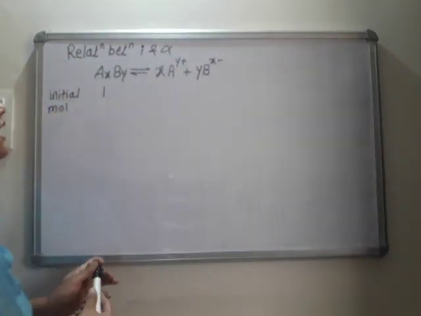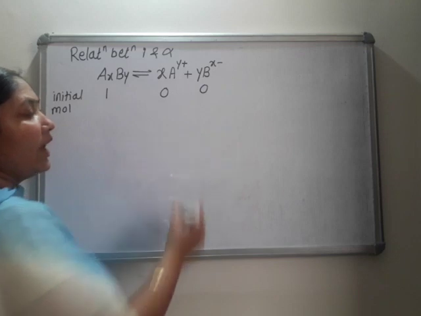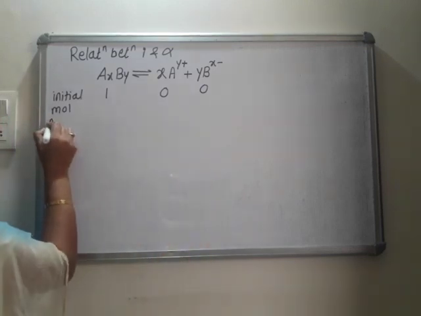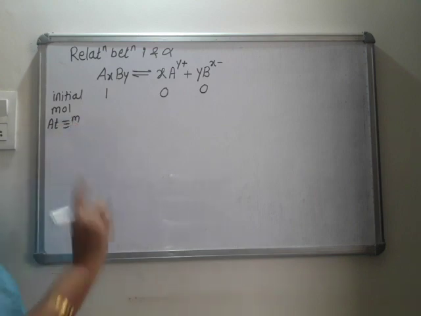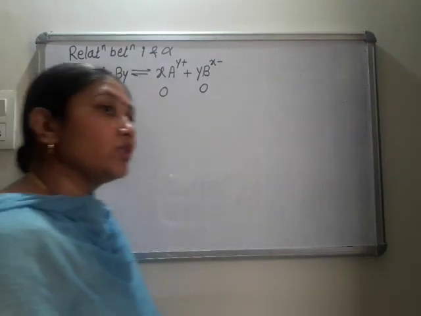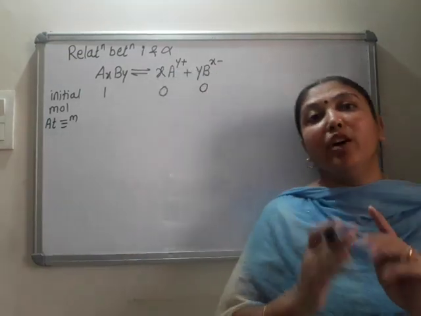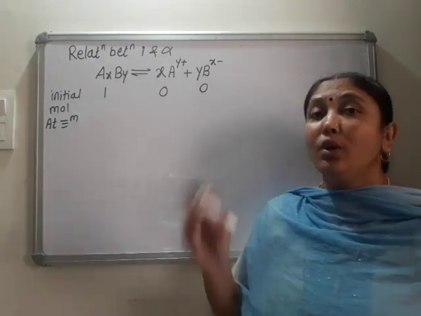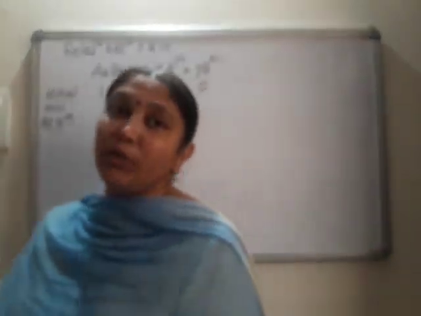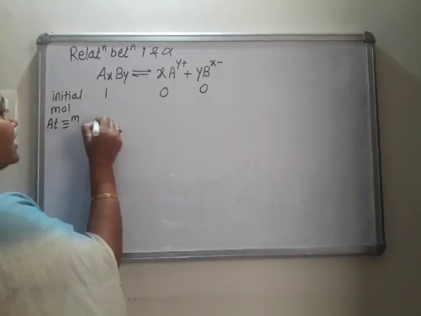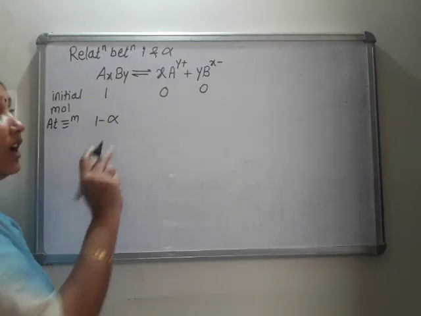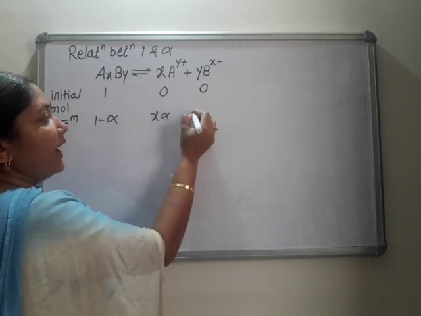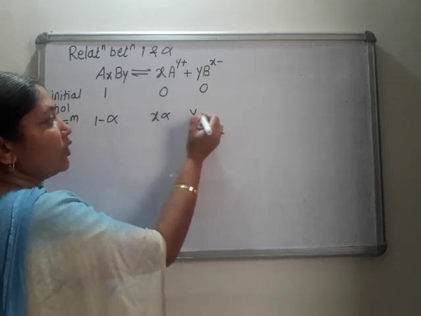Well, so these are the ions. In the beginning, the amounts are 1, 0 and 0. After some time, since it's a weak electrolyte, equilibrium is established. So at equilibrium, what is found? Say its degree of dissociation is alpha. Alpha moles of AXBY get dissociated into these ions. So what is the remaining amount of AXBY? It is 1 minus alpha. How many ions are formed? It is X alpha, and that of B is equal to Y alpha.